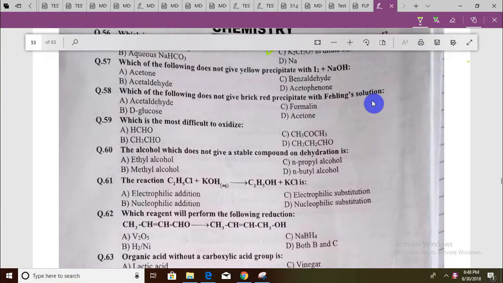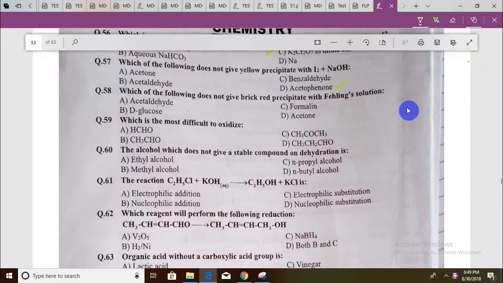So, which of the following does not give a yellow precipitate with iodine and NaOH? Acetone, it does. Acetaldehyde does. Benzaldehyde does not. Acetophenone does. You should be familiar with the structure of acetophenone. If you're not, please Google it.